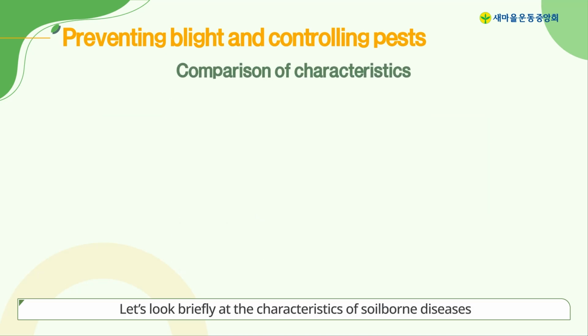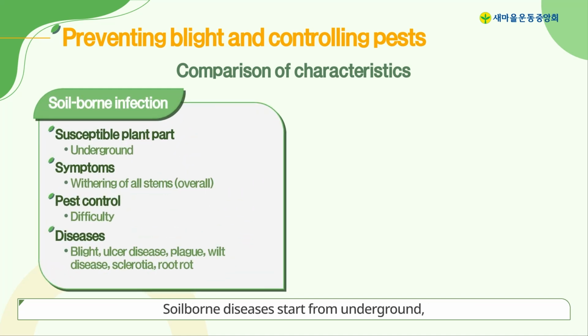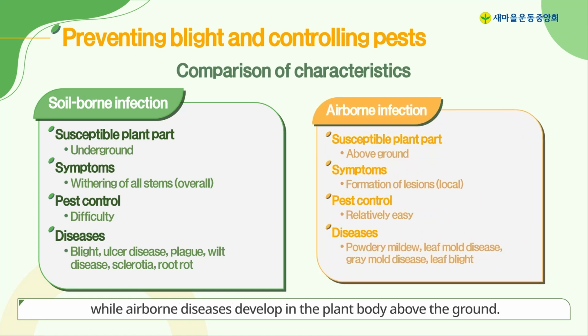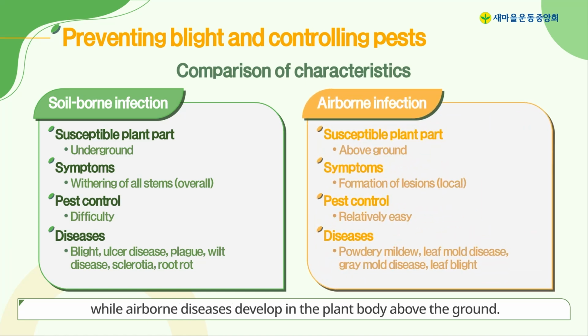Let's look briefly at the characteristics of soil-borne diseases and airborne diseases. Soil-borne diseases start from underground, while airborne diseases develop in the plant body above the ground. Soil-borne diseases kill the entire plant or create systemic disease. Symptoms of airborne diseases are locally displayed, concentrated in a certain part of the plant, such as the leaves, fruit, or stems.